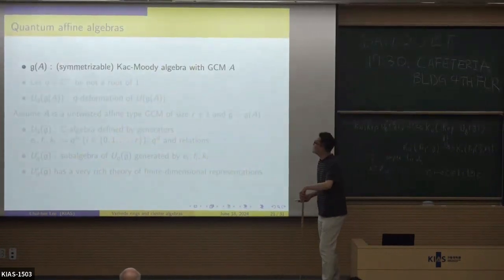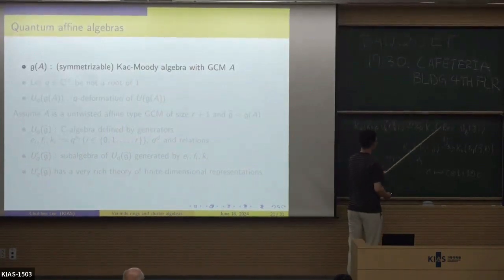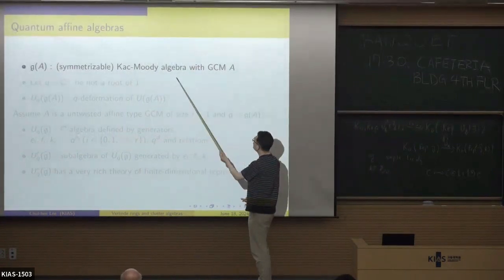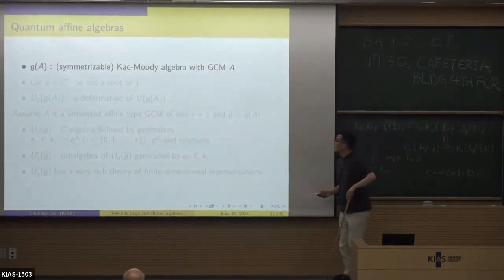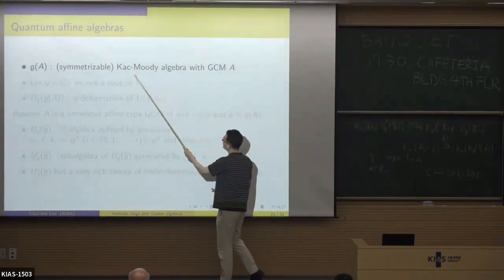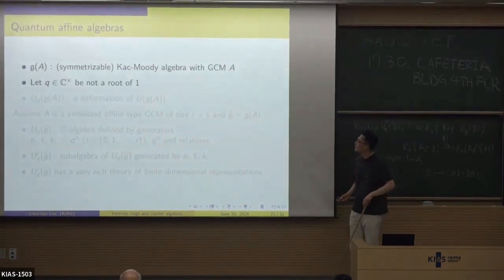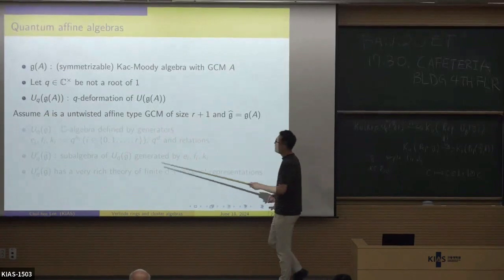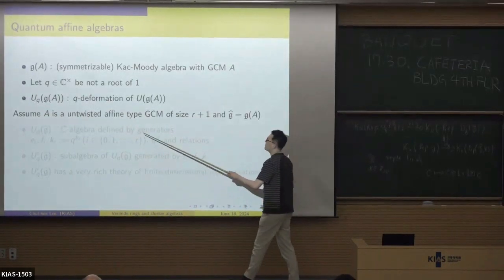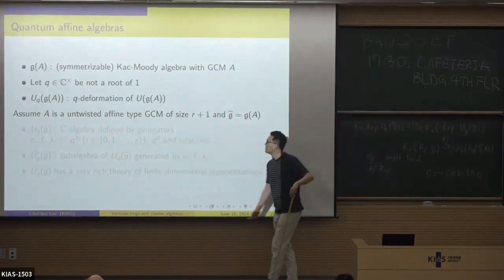Okay, now let me introduce the topic. So let's go back to GCM. Now GCM is associated to arbitrary, so this defines a Kac-Moody algebra. Now fix a quantum parameter Q, which is not a root of unity. And UQG is a Q deformation of UG. And this is called the quantum Kac-Moody algebra.